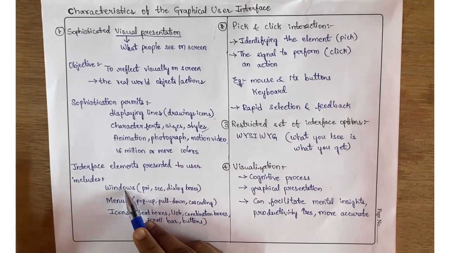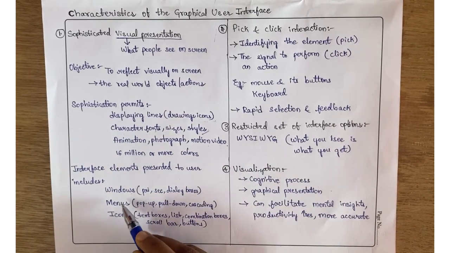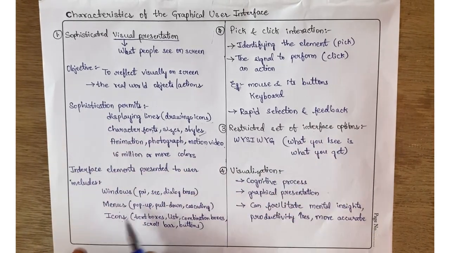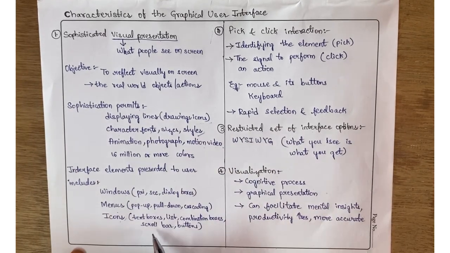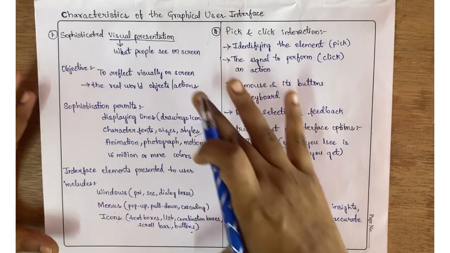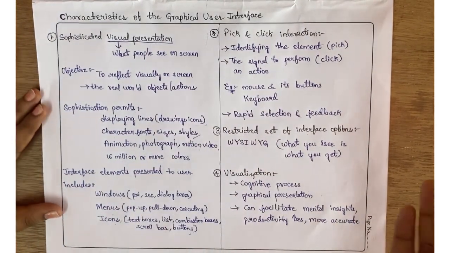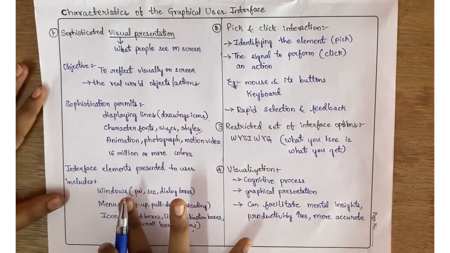That means the windows may be of any type, primary windows, secondary windows and dialog boxes. And coming to menus, it may be a menu bar, pop-ups, pull-downs and cascading menus. And coming to icons, we have text boxes, list boxes, combination boxes, scroll bars, buttons. So this is sophisticated visual presentation. That means simply presenting the real world objects onto the screen. Just the medium has been changed.